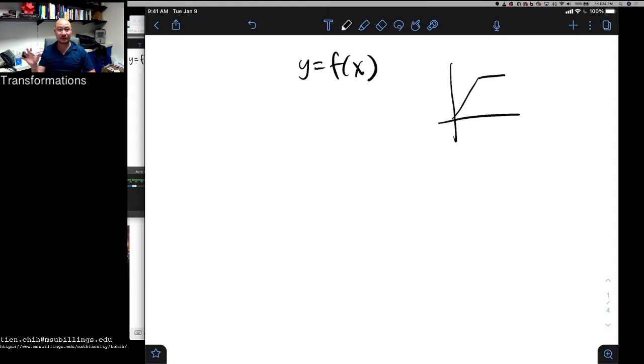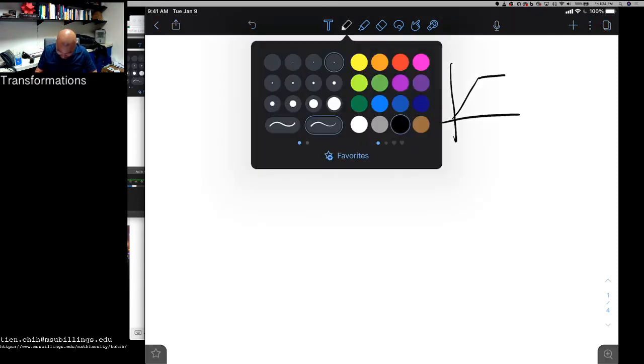We can transform this function by shifting it up and down, shifting it forward and back, and stretching it this way or shrinking it this way, stretching it and shrinking it this way. So let's start with some basics then.